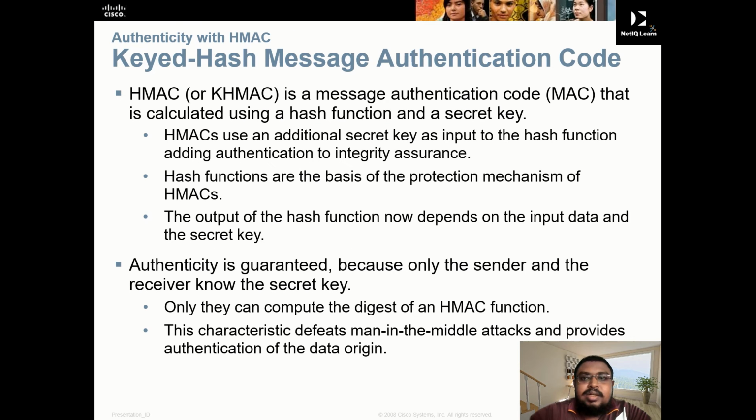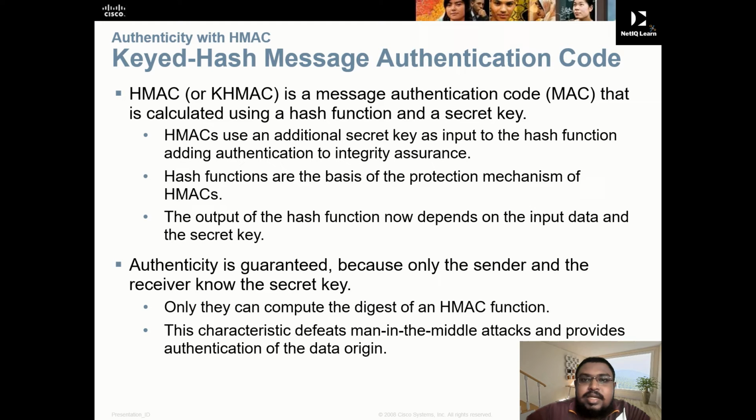Now we consider authenticity with the Keyed Hash Message Authentication Code, or HMAC. HMAC is a message authentication code, MAC, that is calculated using a hash function and a secret key. HMACs use an additional secret key as input to the hash function, adding authentication to integrity assurance. Hash functions are the basis of the protection mechanism of HMACs. The output of the hash function now depends on the input data and the secret key both. Authenticity is guaranteed because only the sender and the receiver know the secret key.